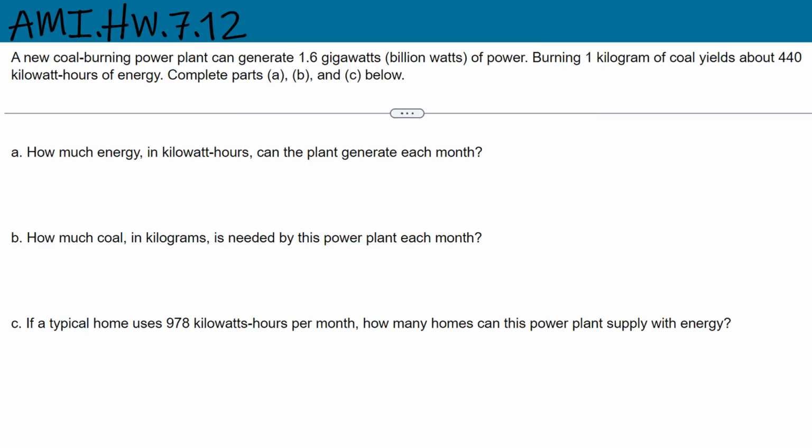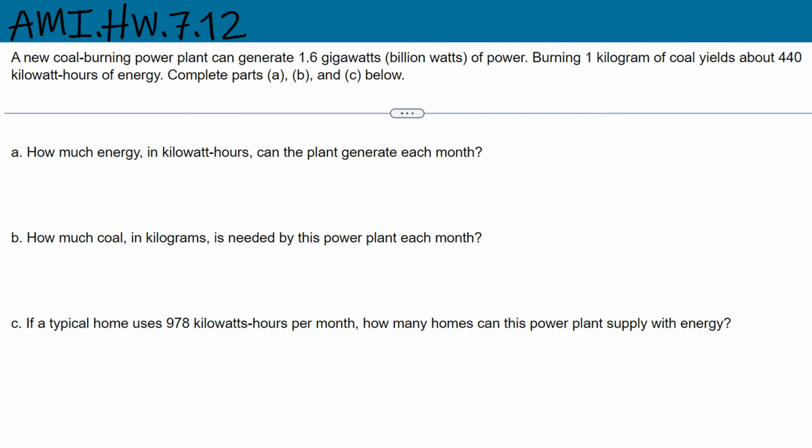A coal burning power plant generates 1.6 gigawatts of power. Now, a gigawatt is a billion watts. I do tell you that, but giga as a prefix always means billion. And then what we're going to do is answer 3 parts of this. There is a bit that throws people off. It doesn't tell us how many hours it takes to generate a billion watts.